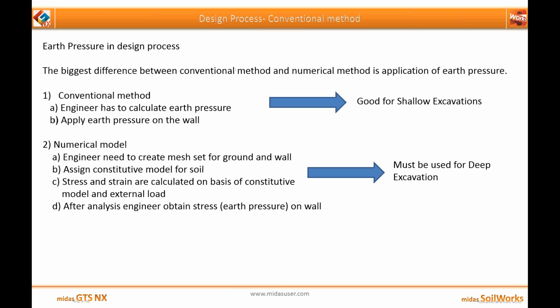Now let us compare the conventional method and the numerical method. First of all, the earth pressure in the design process. The biggest difference between the conventional method and numerical method is the application of the earth pressure. For example, in the conventional method, the engineer has to calculate the earth pressure and apply the earth pressure on the wall to perform the various checks we discussed just now.